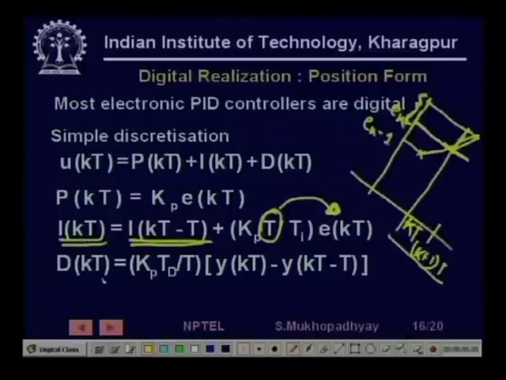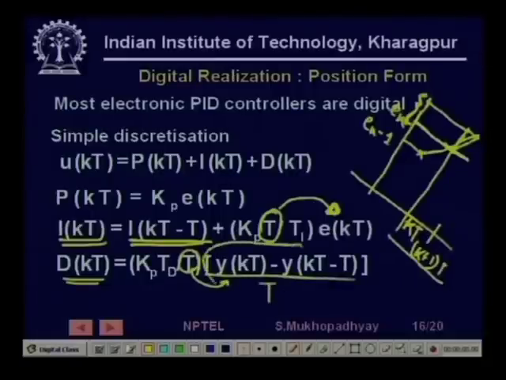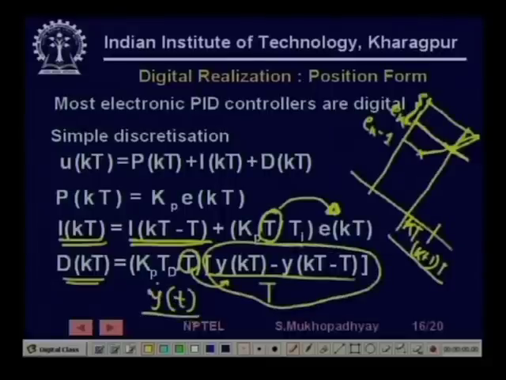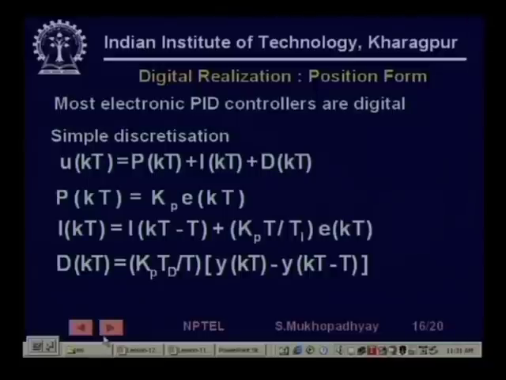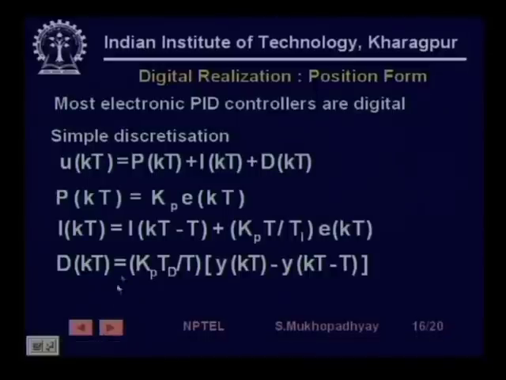Similarly, for the derivative term we bring this T here. So, then you get this, which is basically an approximation of y dot. Basically I have to construct approximations of the derivative of y and integrals of y using samples. This implementation form is often called a position form, because the whole input u is calculated.